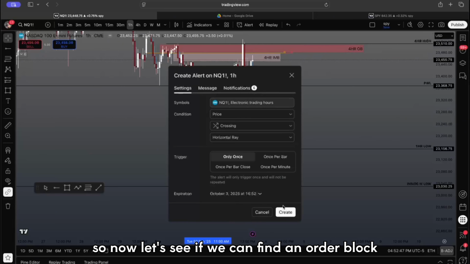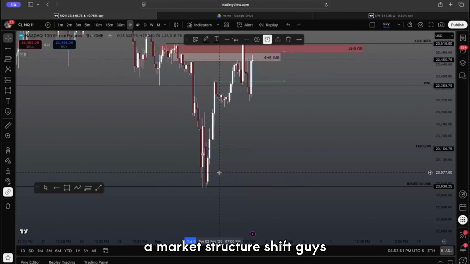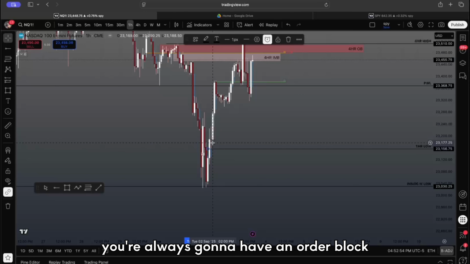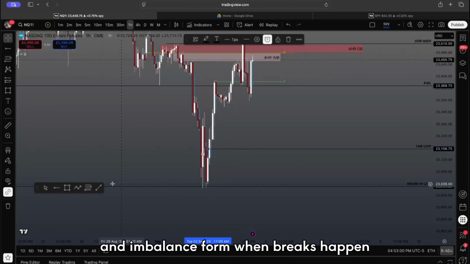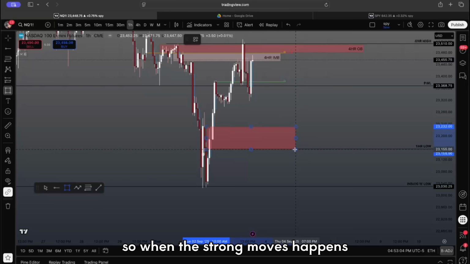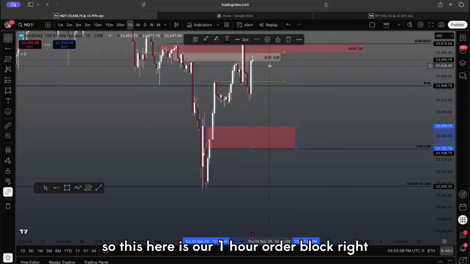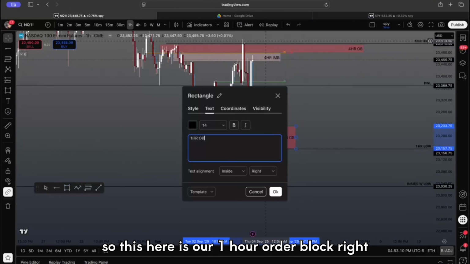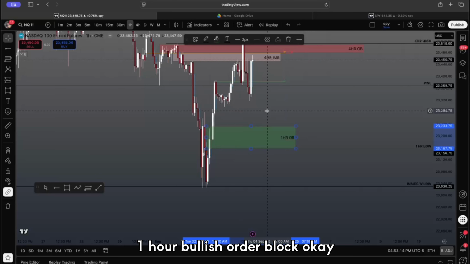So now let's see if we can find an order block within that low. Because what forms after a market structure shift, guys? You're always going to have an order block and an imbalance form. It's either going to be in a larger time frame or a smaller time frame, but there's always going to be an order block and imbalance form. When breaks happen, it's with strong moves. So when those strong moves happen, they usually leave gaps behind because they manipulate a move, right? So this here is our 1 hour order block, right? So we'll mark this up here as our 1 hour bullish order block.